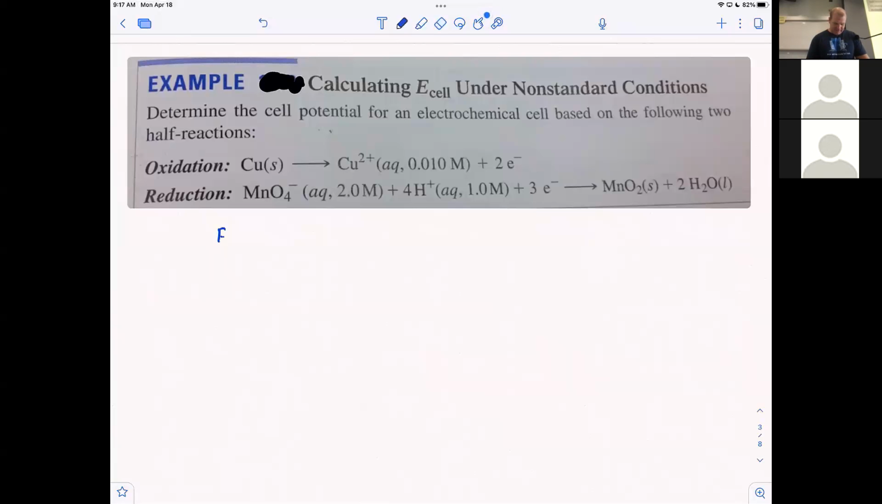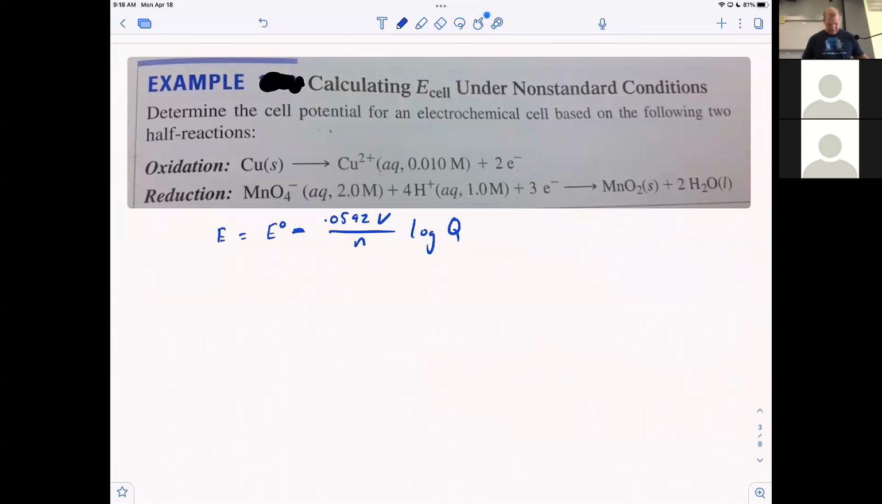It's going to be E equals E0 minus 0.0592 volts over n log of Q. That's a minus. So Nernst equation, let me make sure I wrote that down right. So is that the Nernst equation? Oh, here it is. Yeah, that's right.